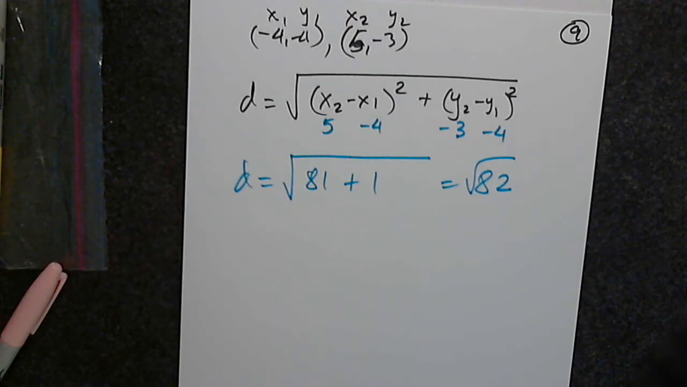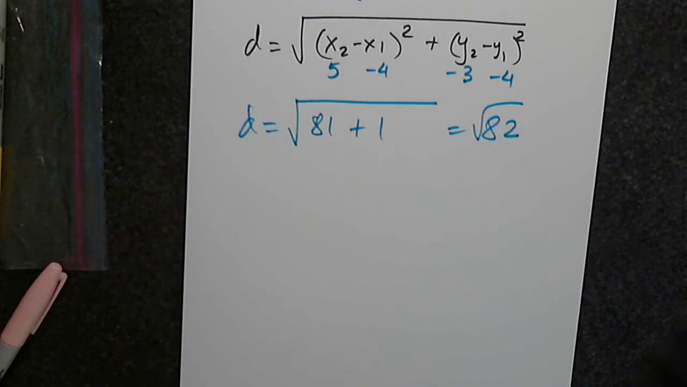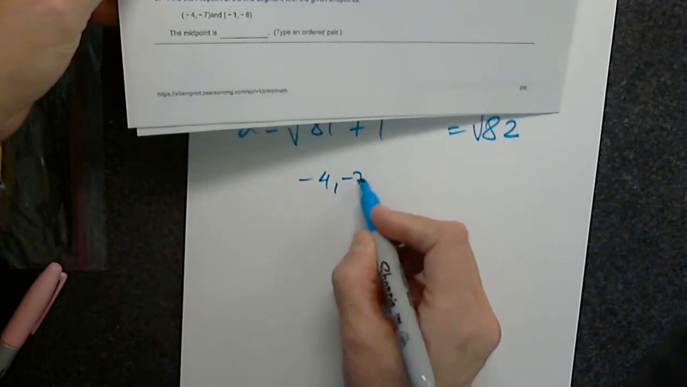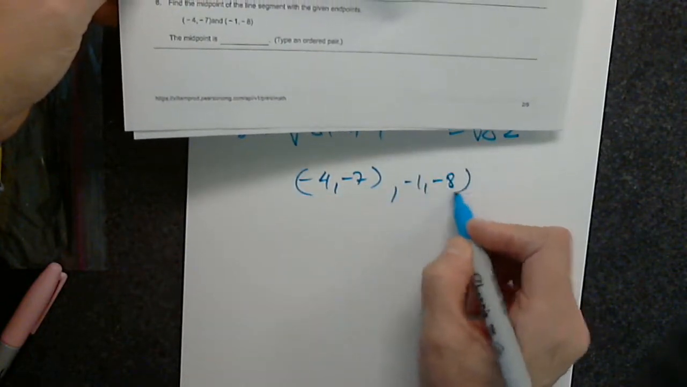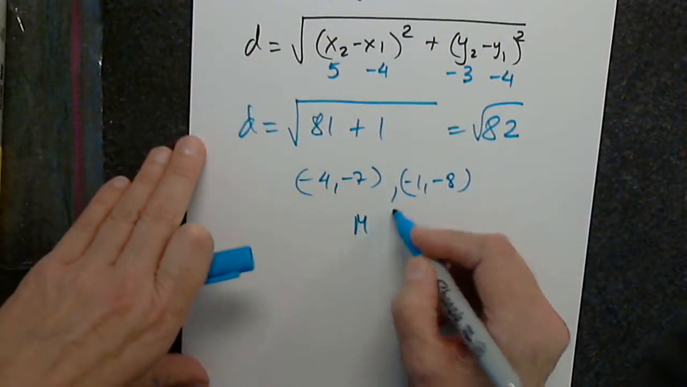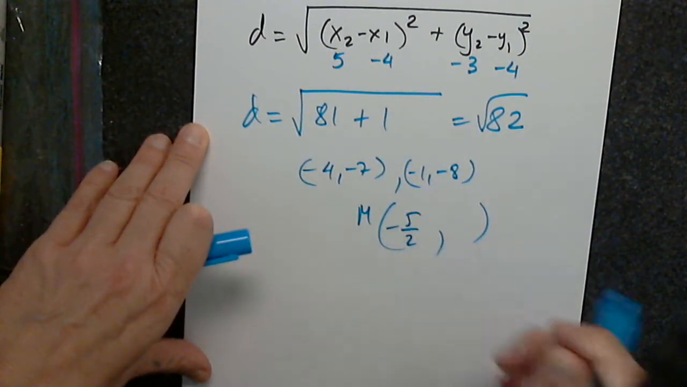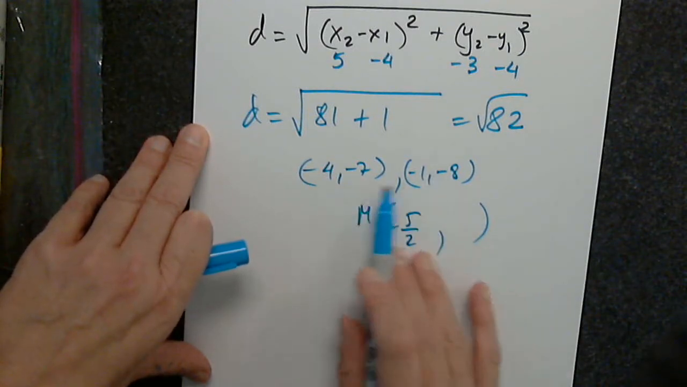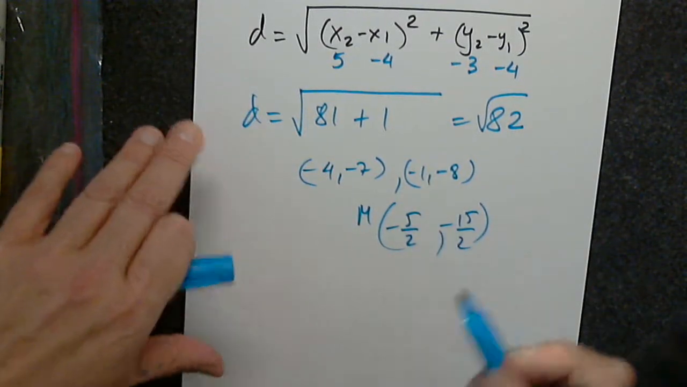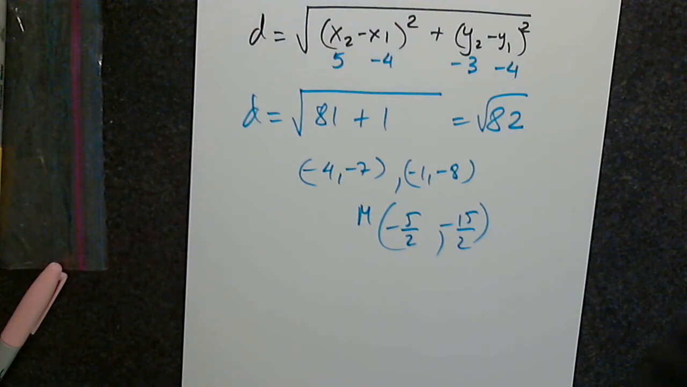Okay, next question. Anything else that you would like to continue with? Should we do number 8, the midpoint? Yes, the midpoint. The midpoint, remember, is just the average of x values and the average of y values. So we have -4 comma -7, -1 comma -8. You add the x values, which is -5, and write -5 halves. You add the y values, you get -15, and that's all you need to do. It's the average of those two.